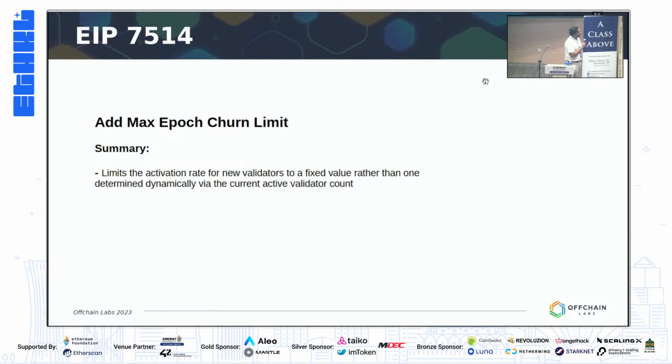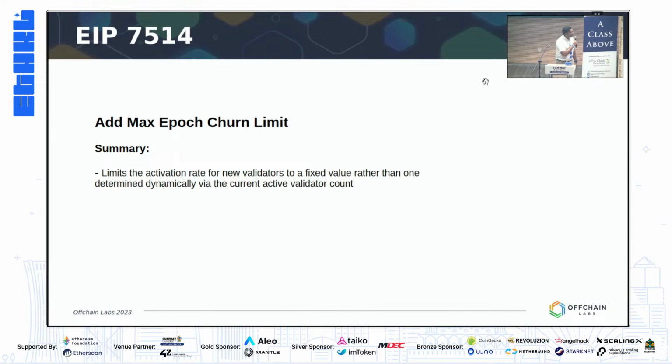And yeah, this is EIP 7514. So this adds a max epoch churn limit. So what is a churn limit? So in every epoch, there's a certain limit on the number of validators that can be activated on the beacon chain. This is dynamically computed by the number of active validators in the state. So as the validator registry grows bigger, from 16,000 to 800,000, the number of validators that can be activated each epoch also grows proportionally.